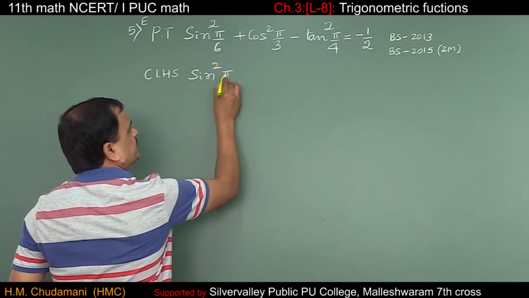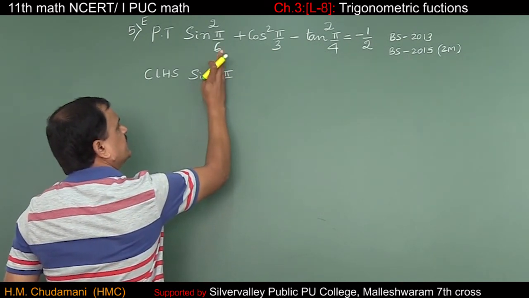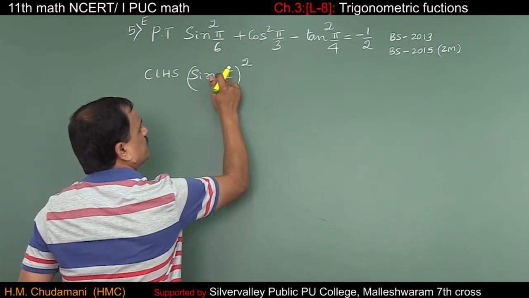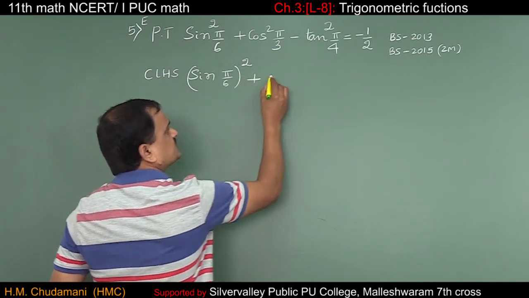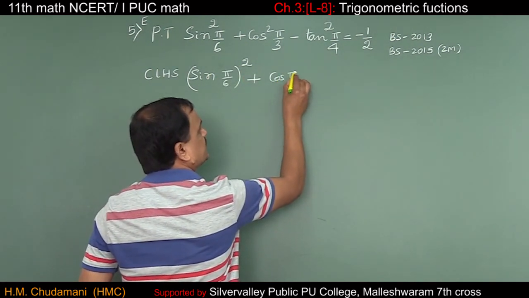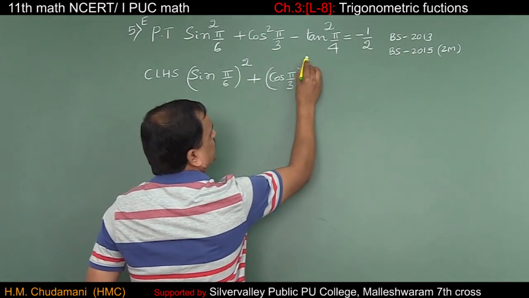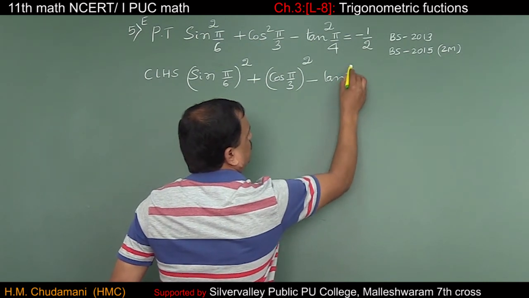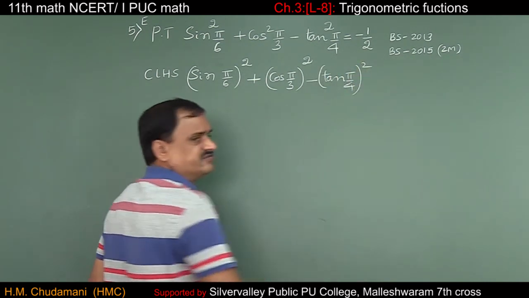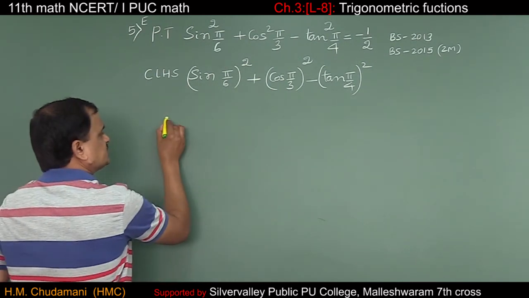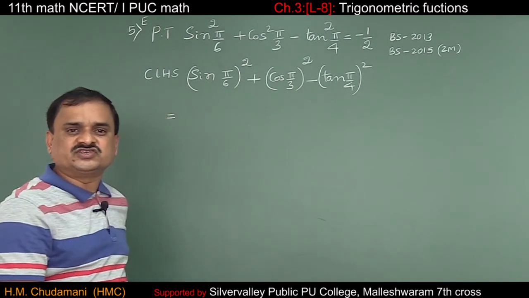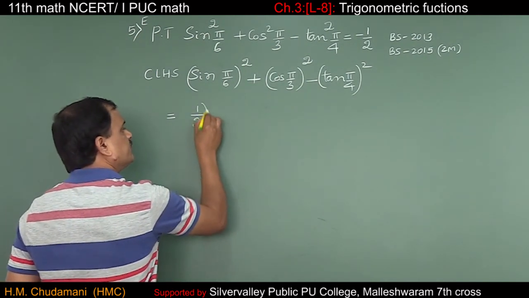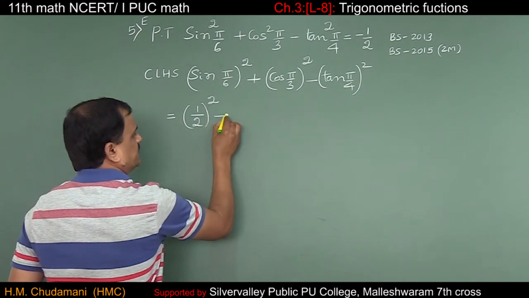That is sin square pi by 6. Sin square theta can be written as sin theta the whole square, and then cos square pi by 3, cos pi by 3 the whole square, minus tan pi by 4 the whole square. This is the left hand side. So sin pi by 6, pi by 6 is 30 degrees. Sin 30 degrees is 1 by 2, 1 by 2 the whole square.